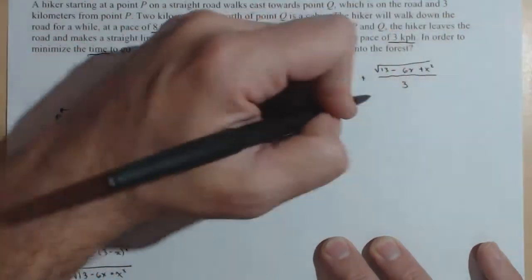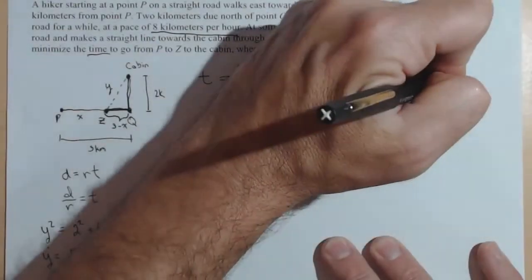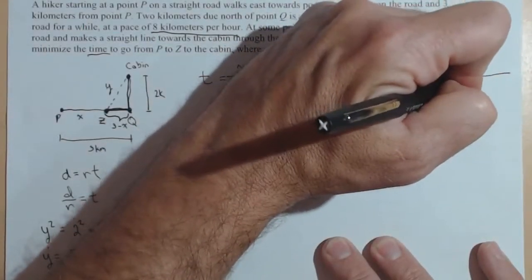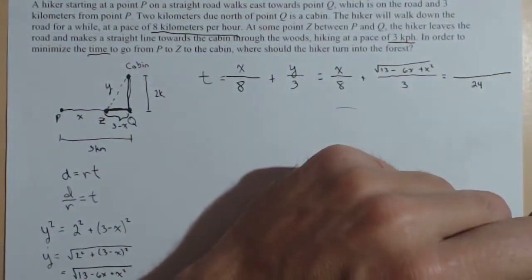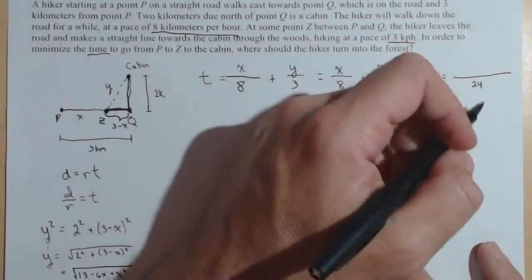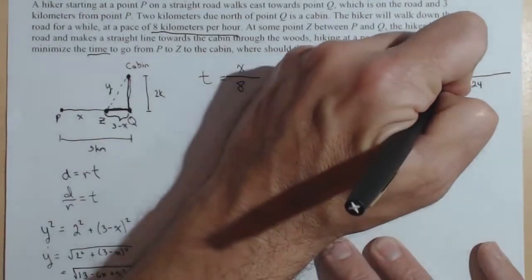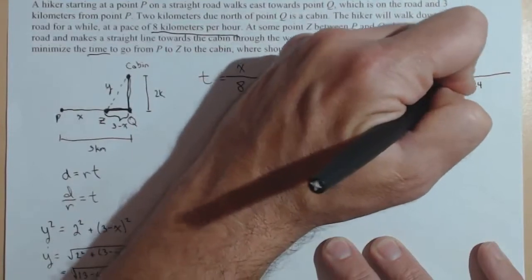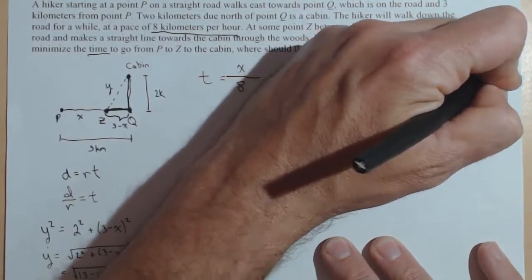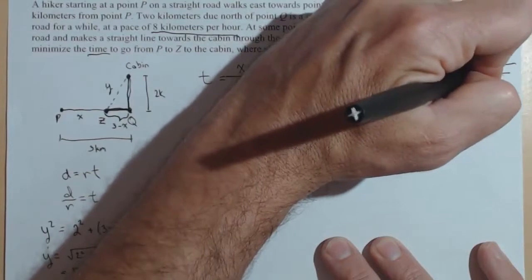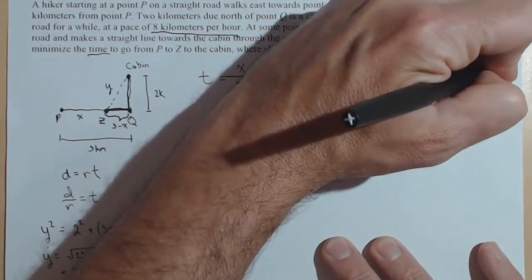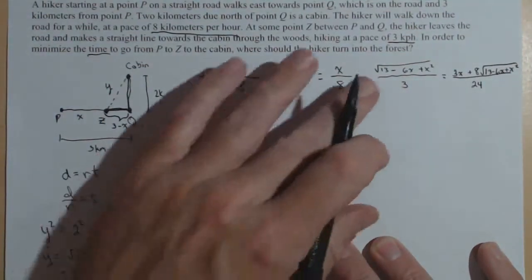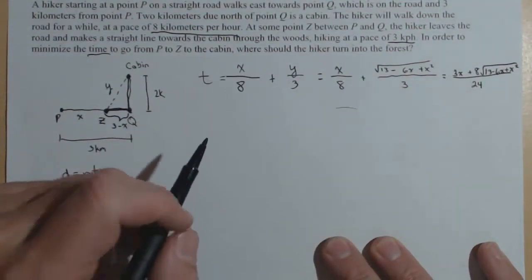Now, what I'm going to decide to do here is write this all over a common denominator of 24. You don't have to do this, but I decided to because I think it will make it a little easier, because that 1 over 24 is just a constant. So in finding the common denominator, your numerator is going to be 3x plus 8 times the square root of 13 minus 6x plus x squared. I'll leave you to figure out how to do that part.